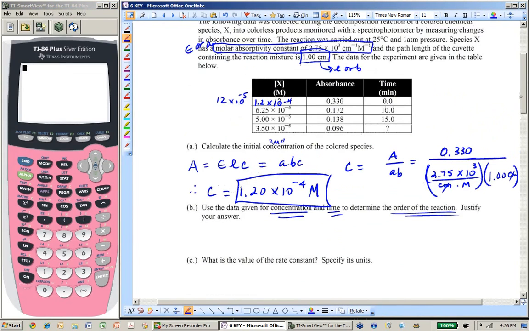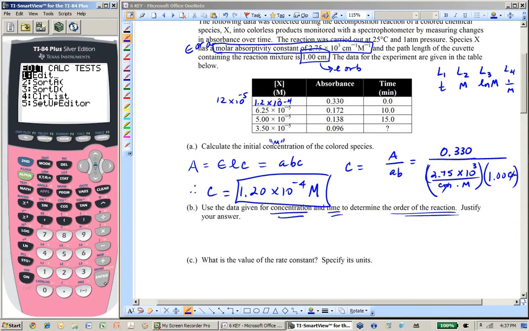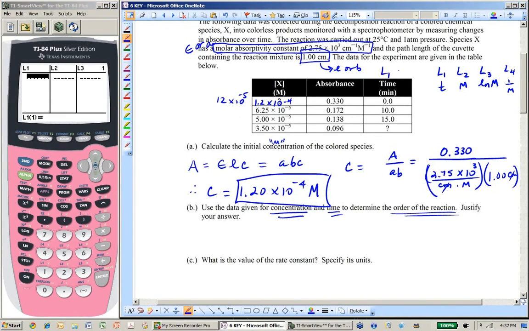This is integrated rate law, so I want L1 to be my time. I want L2 to be my molarity. I want L3 to be the natural log of that molarity. And I want L4 to be the reciprocal of that molarity. So away we go. Clear your lists if you have not already. I did already. So now I'm going to put in time, even though time's way over here, I want that to be L1.